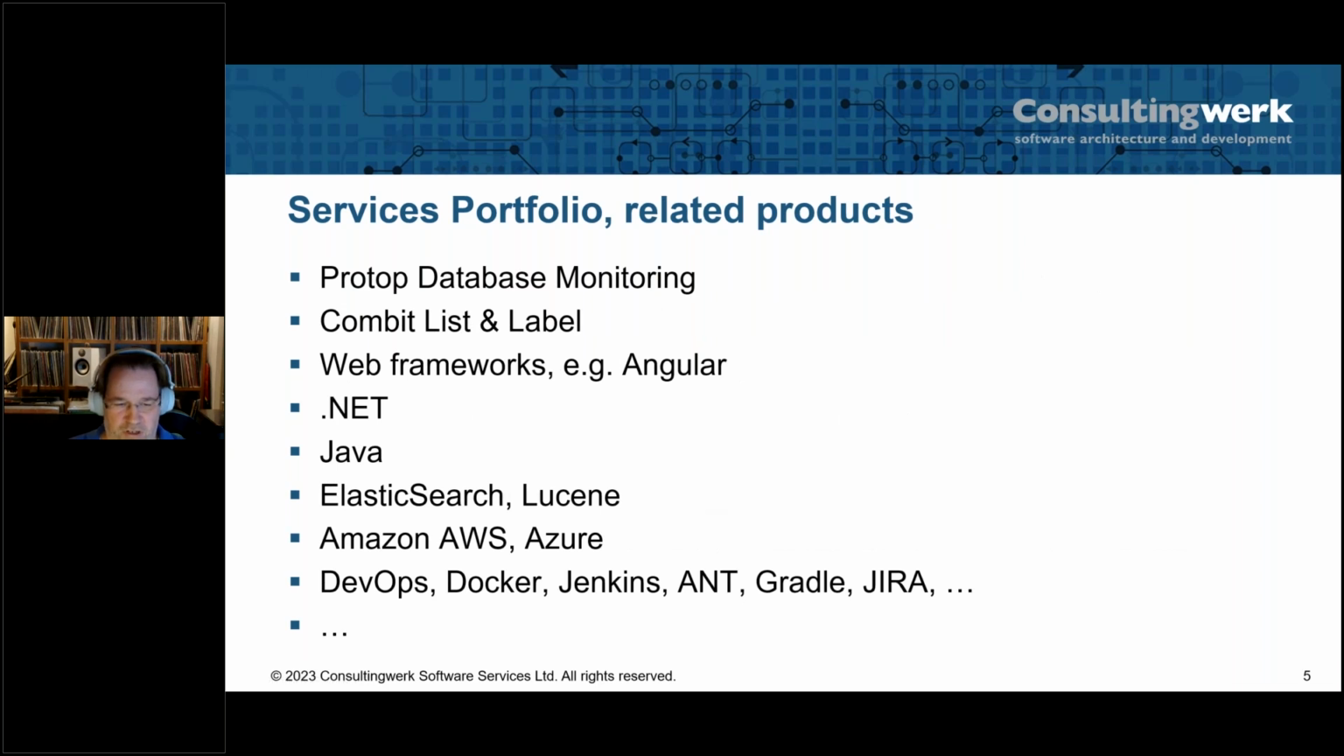Besides the Progress products, there are other third-party products that have some relevance in the Progress ecosystem that we provide service for. ProTop for database monitoring, something that we support our customers with. List & Label is a reporting tool from Germany that can very nicely be integrated with OpenEdge. Web frameworks like Angular, .NET, Java, either for UIs or integration technologies, Elasticsearch or Lucene for improving search capabilities in OpenEdge applications, and then DevOps and deployment options, Amazon AWS, Azure. All those are areas where we support our customers.